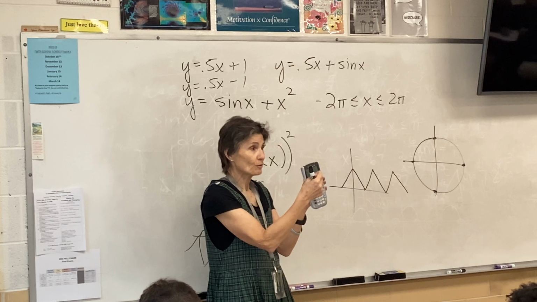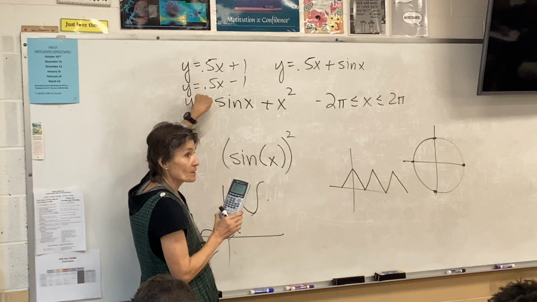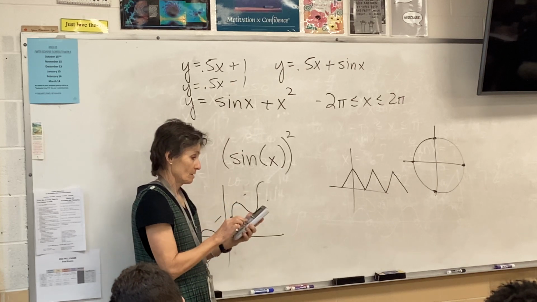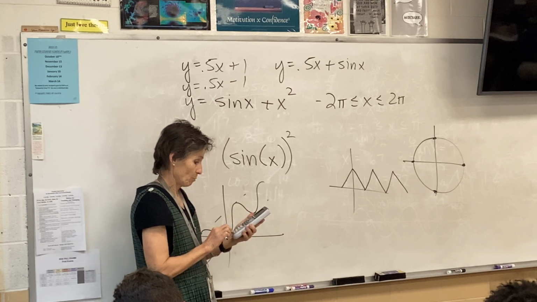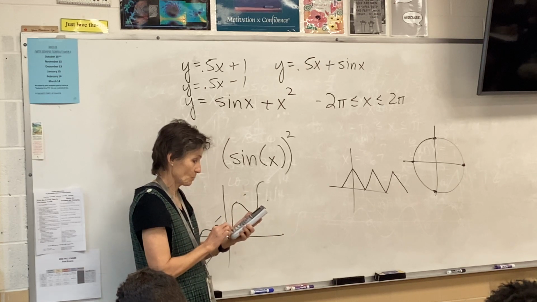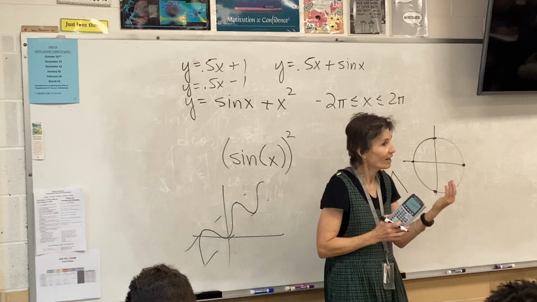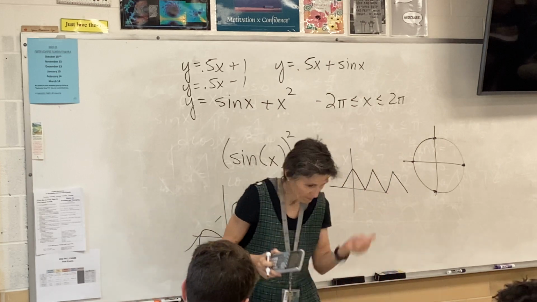Leave that one on your graph, but go back and put in these two equations so that you're graphing all three at the same time. 0.5x plus 1, 0.5x minus 1. Is it exactly what we thought? Boy, we are amazing human beings.